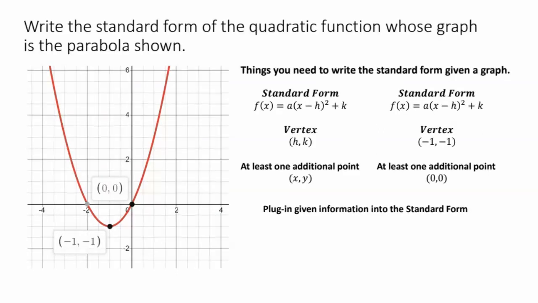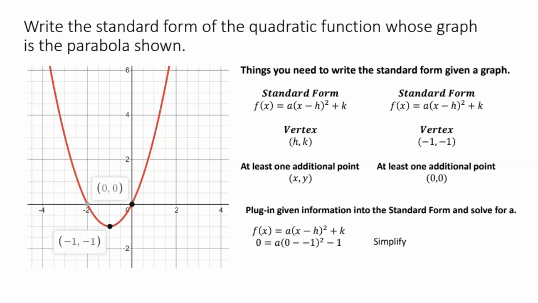So we see here that if we have the equation in standard form, h and k refer to the vertex. So our vertex in our problem is negative 1, negative 1. We have an additional point, which is 0, 0. So now we can just plug in the values to come up with the equation. Here the y value is 0, which is represented by the f of x. We don't know what a is, but we know what h is, which is negative 1. We know what k is, which is also negative 1, and then we're going to simplify.